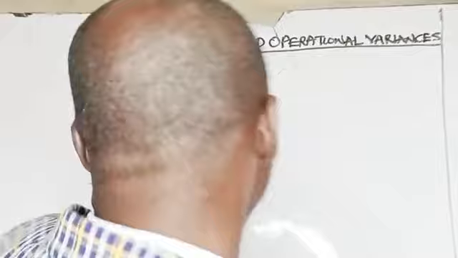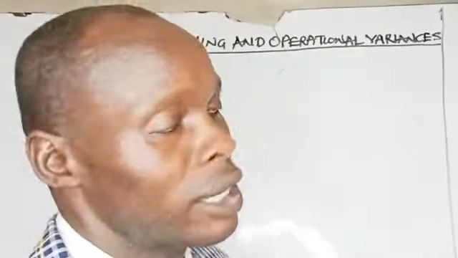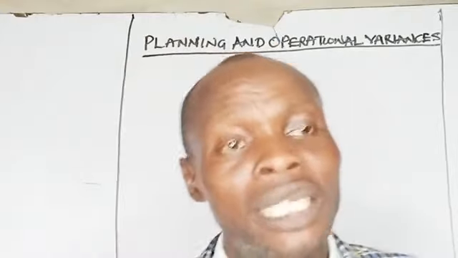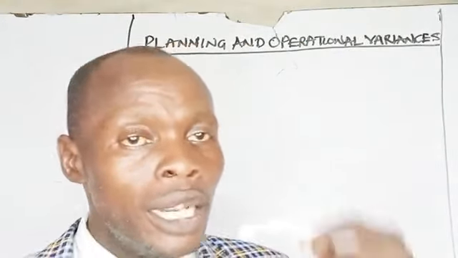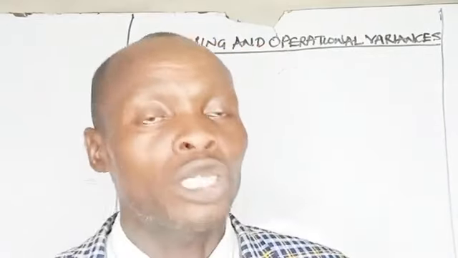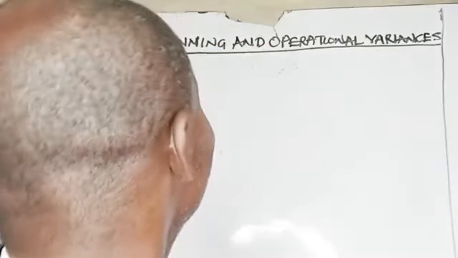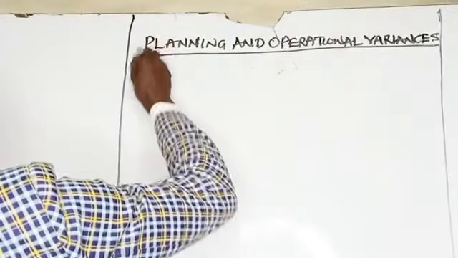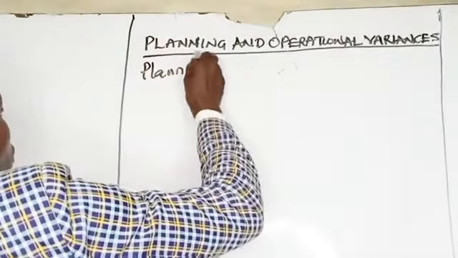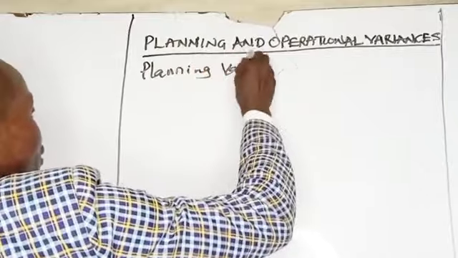In this lecture, I want to examine planning and operational variances. Planning and operational variances arise whenever you want to correct the level of forecasting errors inherent in traditional variances. Planning variance.